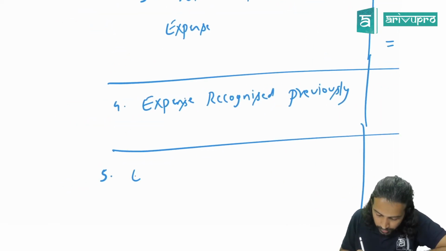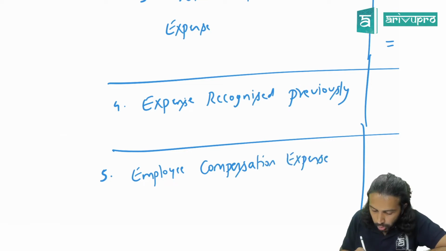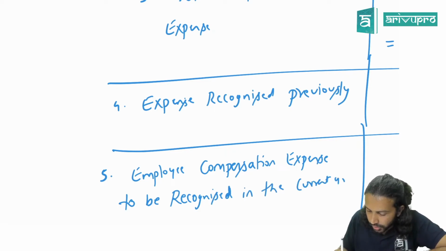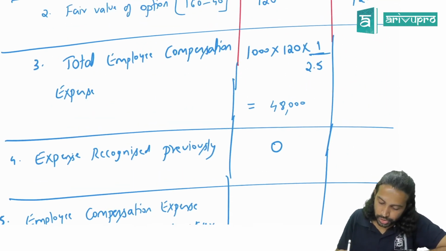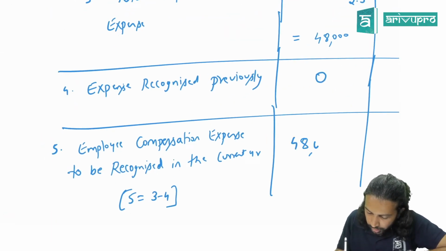Fifth one is the expense, or if you want you can write employee compensation expense to be recognized in the current year. Employee compensation expense to be recognized in the current year is 5 equals 3 minus 4. 3 is how much? 48,000. 4 is how much? 0. 48,000 minus 0, you're going to get 48,000 only.